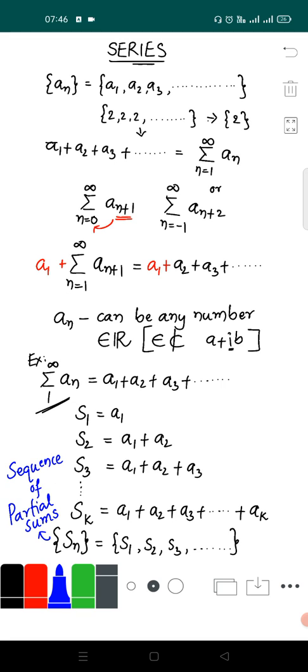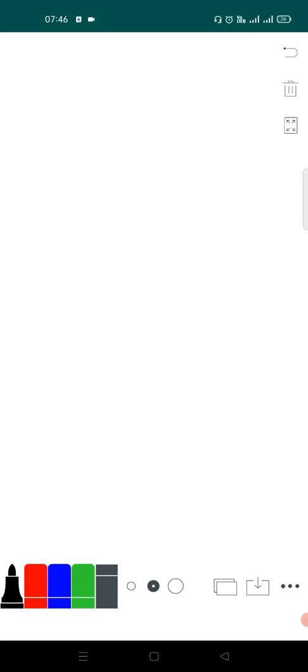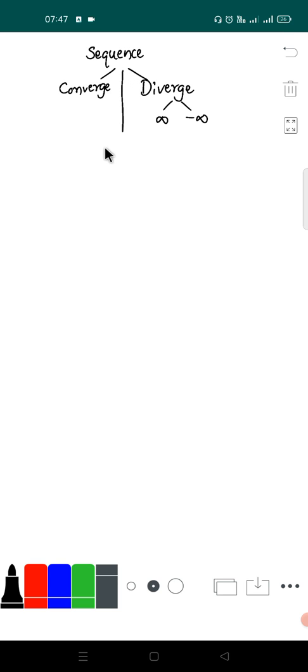As far as we know, the sequence behavior, suppose you take a sequence, it can converge or it can diverge. It can diverge to infinity or it can diverge to minus infinity. And there is a third division: it can oscillate. An oscillatory sequence.